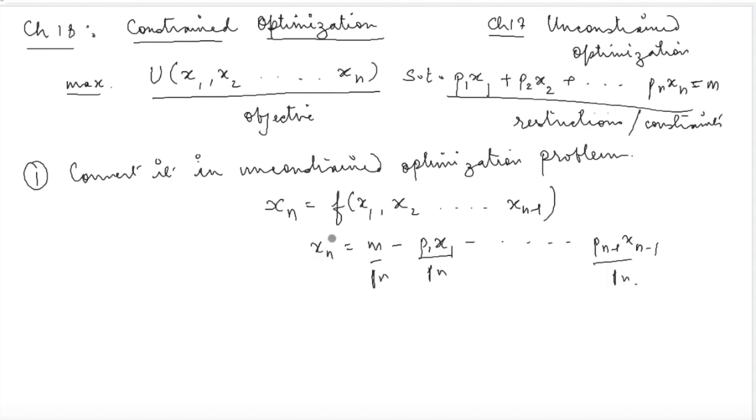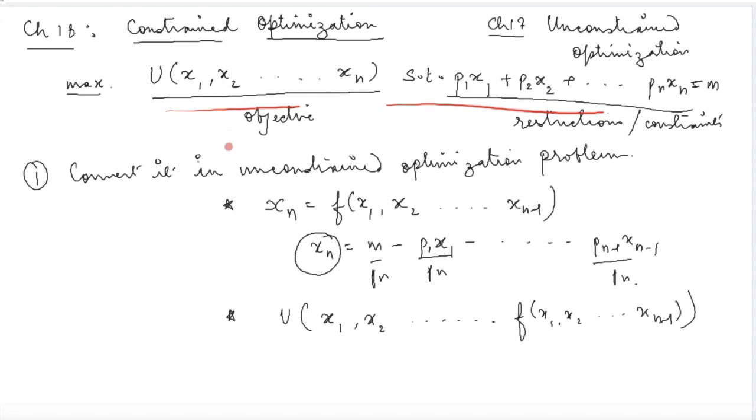Now you can substitute this xn back into the objective function. So the first step is to formulate xn as a function of the rest of the variables and then substitute xn in the main utility function. So the changed utility function will basically be a utility function of x1, x2 till f of x1, x2 till xn minus 1. तो आपने क्या करा है यहाँ पे, आपने बेसिकली एक कॉन्स्ट्रेन्ड ऑप्टिमाइजेशन प्रॉब्लम को एक अनकॉन्स्ट्रेन्ड ऑप्टिमाइजेशन प्रॉब्लम में कन्वर्ट कर दिया by substituting the value of xn from the constraint function.